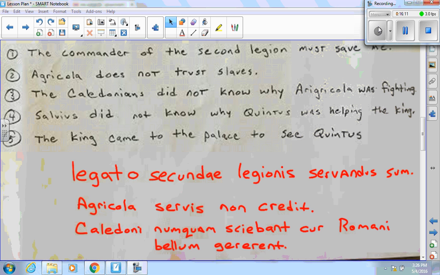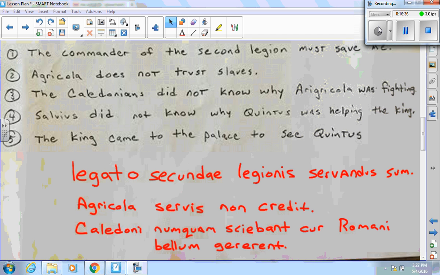The commander is the one who is doing the action in English, so I want to make him the dative, legato. Of the 2nd Legion goes, that's the genitive that goes with legatus. Me is the receiver of the action, so that's why I made it the subject. Sum, I am the subject. Must save, so I make it the gerundive of obligation, nd plus be. The reason that sentence is chosen is because it has that passive periphrastic in it.